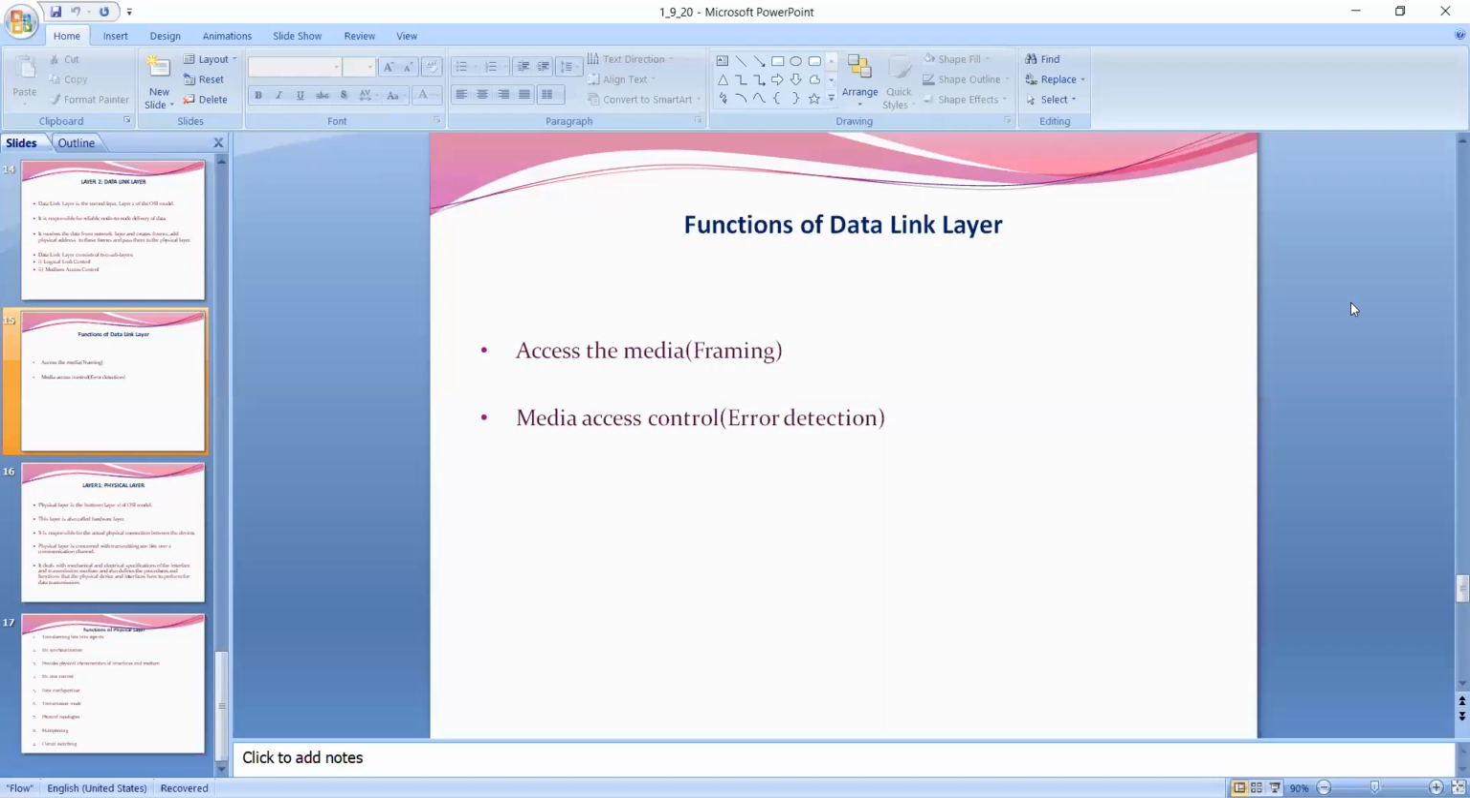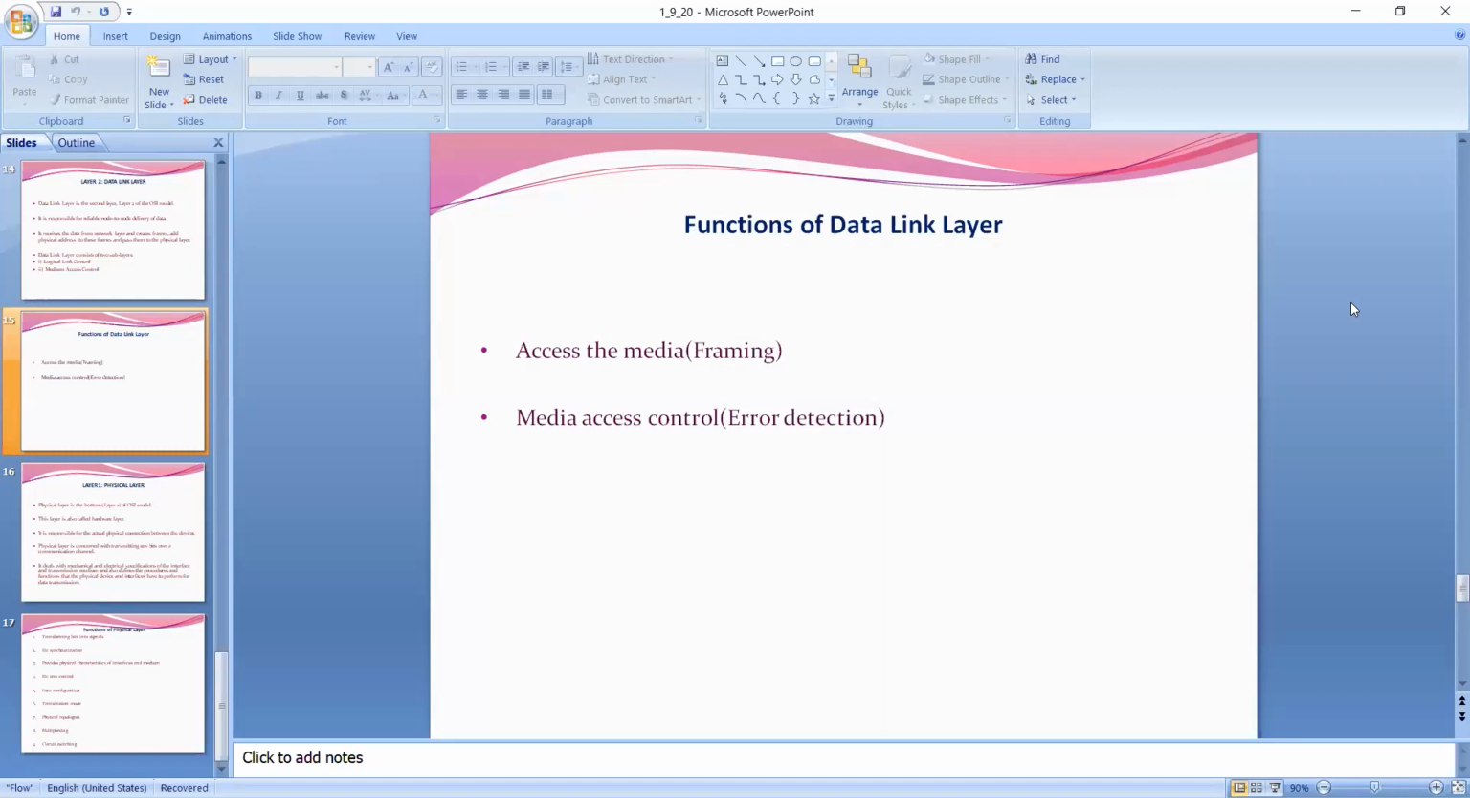Medium access control means that if two or more devices sharing the same media are sending messages at a time, in order to avoid that overlapping, one protocol is used, the CSMA protocol. So this protocol helps the local media, allowing the devices to know the free time of the local media in order to send data. Okay, so these are the functions of the data link layer.